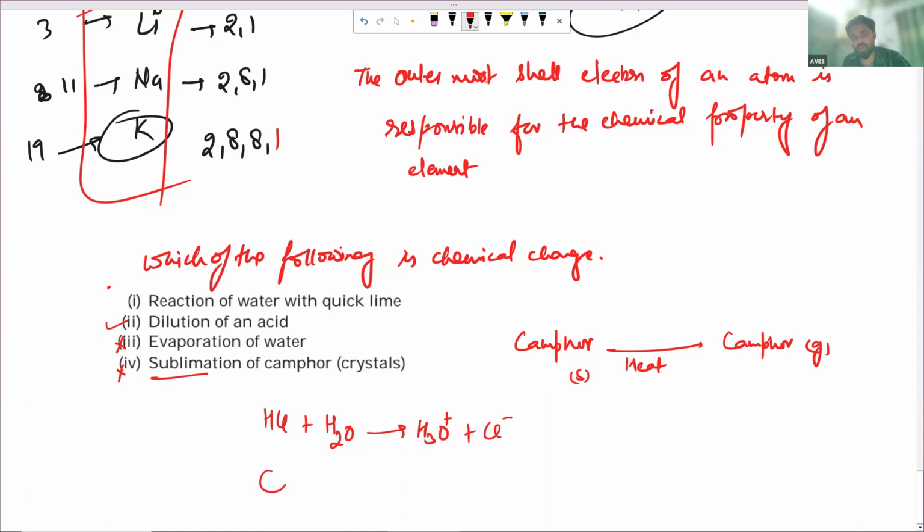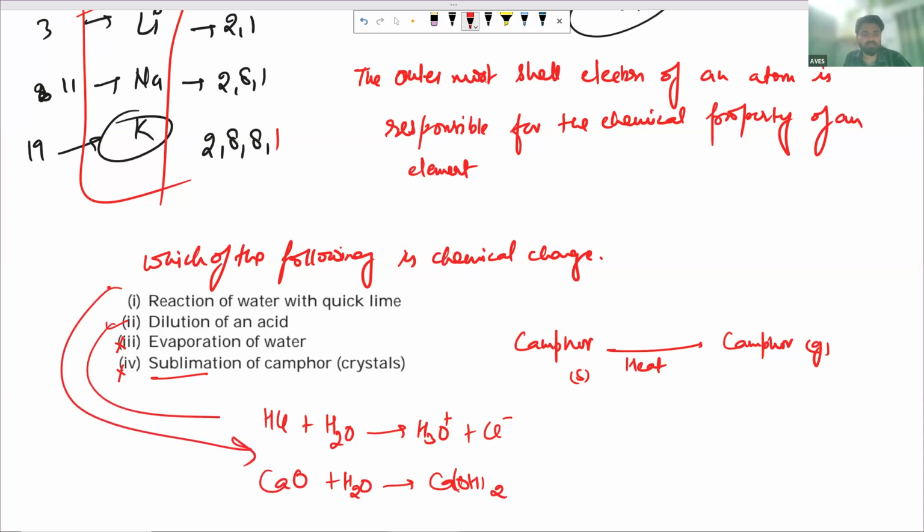Reaction of quicklime with water. Quicklime is actually calcium oxide. When you react it with water, you will learn that you form calcium hydroxide. So this reaction, and this reaction, please note it down. These both are chemical changes.